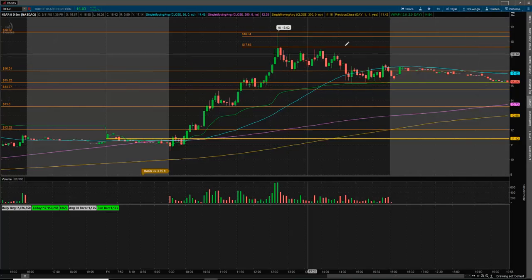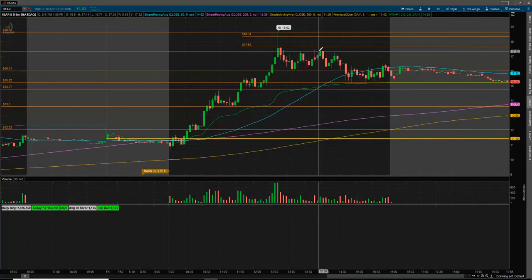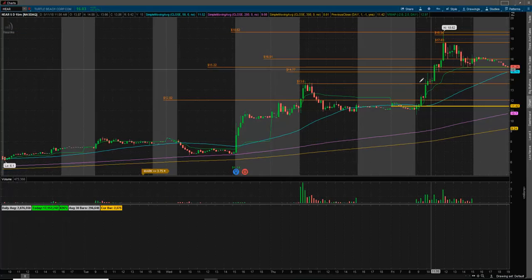Personally, I think if it got to 17.63 and rejected it, you can go short, but you just have to be careful. This is a very, very volatile stock. If you do decide to play this, be very mindful that you can get crushed on this stock because it's been moving. It's just been dumping on people.